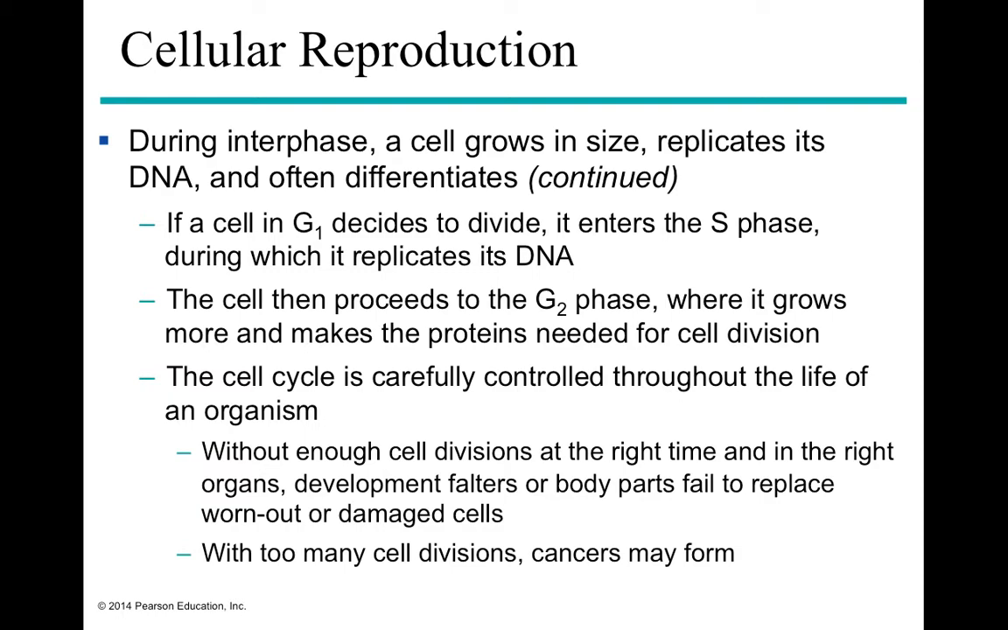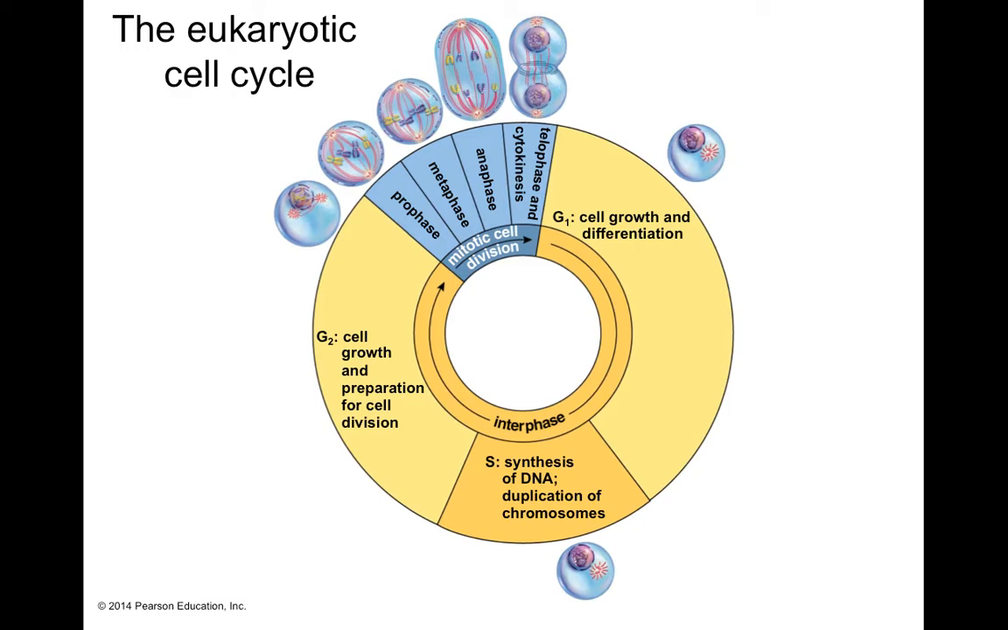There are specialized control factors that are going to occur throughout the life of the organism, and this is important because if we don't have enough cell division, the body's going to fall apart because the development's going to falter, or the body parts aren't going to replace themselves properly when they get worn or damaged. But if we end up with too many cell divisions, we can end up undergoing cancer. So we have very specialized checkpoints that are going to stop cells from entering into cell division if they're not ready or if the DNA is not appropriately copied.